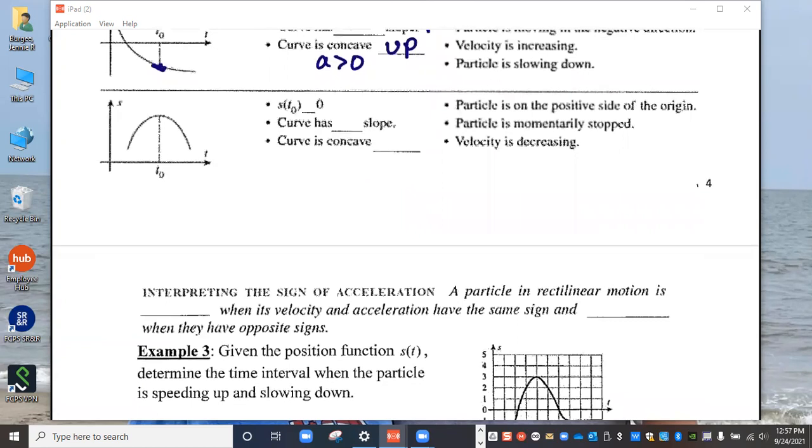So finally, the last graph, you can see that at t sub 0, your position is greater than 0. Now, what's happening at t sub 0? What's happening with your slope here? It is 0. So that tells you that your velocity is equal to 0, and your curve is concave down. So again, when your velocity is equal to 0, remember that tells you the particle is momentarily stopped. And again, concave down, your acceleration is less than 0.